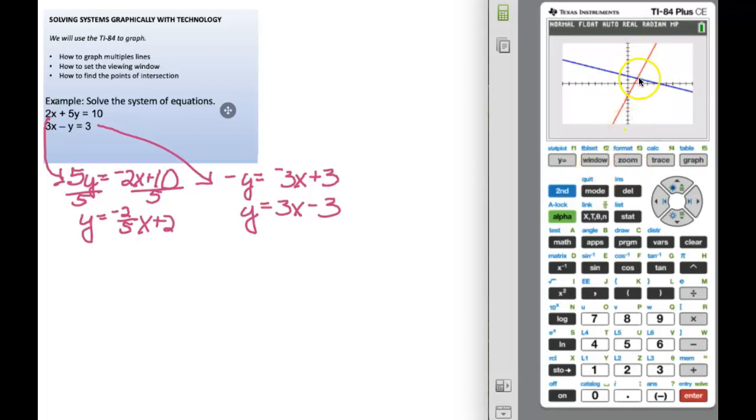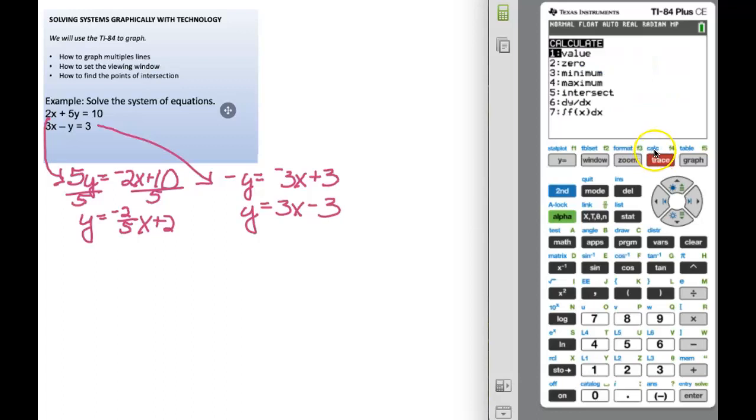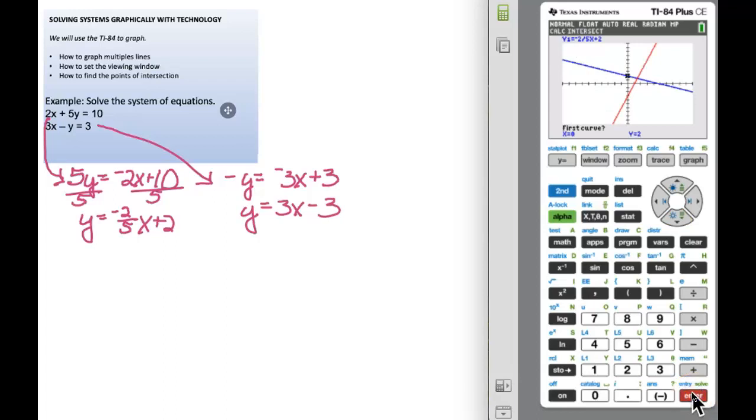And what we would like to know is this point of intersection. Now it's almost obvious what that is, but not really. So what we're going to do here is find that point. And to find it, notice up above the trace key, it says calculate, C-A-L-C, and that deals with graphing. So we're going to do second trace that allows us to access that calculate. And we want to calculate the intersection as choice number 5. So we're going to say, yep, that's what we want.